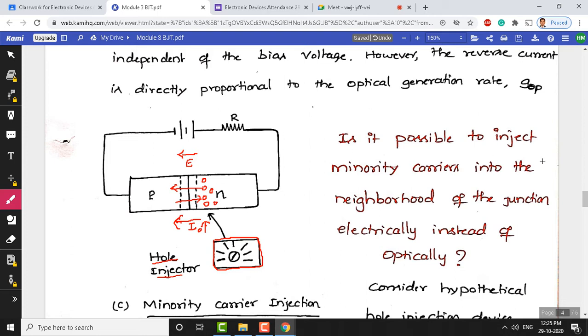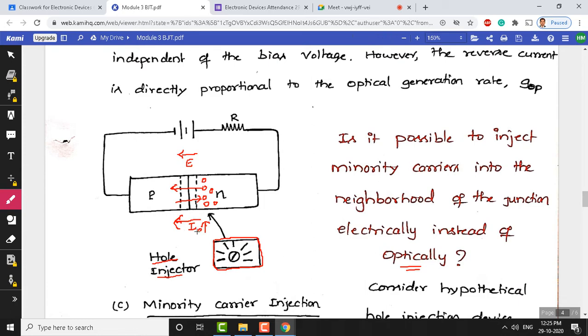Now, this is the question we asked ourselves: is it possible to inject minority carriers into the neighborhood of the junction electrically instead of optically? Previously, we have seen optically injecting holes into the N region creating electron hole pairs, and that causes the current to flow from the N side to the P side. In place of that, if I have an alternative device called a hole injector, then definitely you can create an electron hole pair on the N side, and the field will cause the charge transport, and it creates a current I naught.